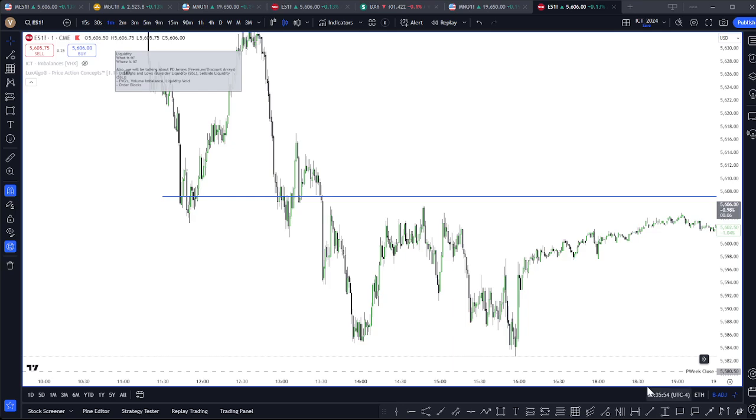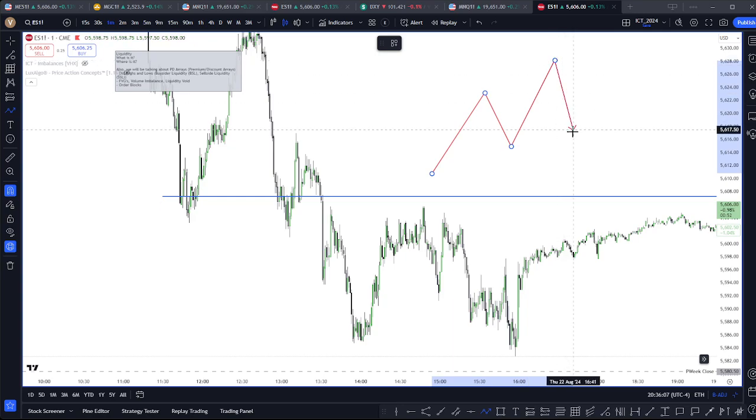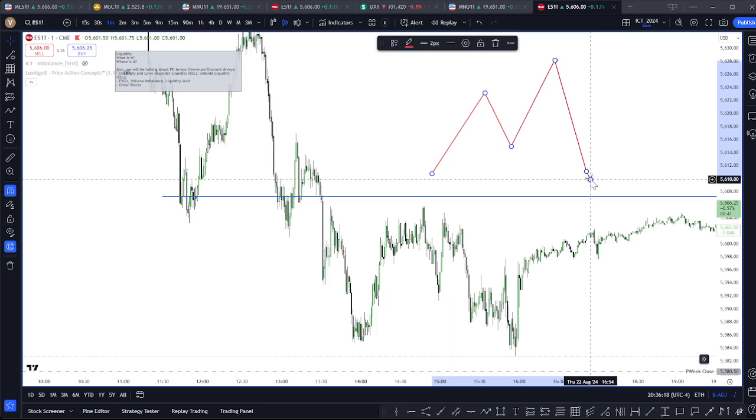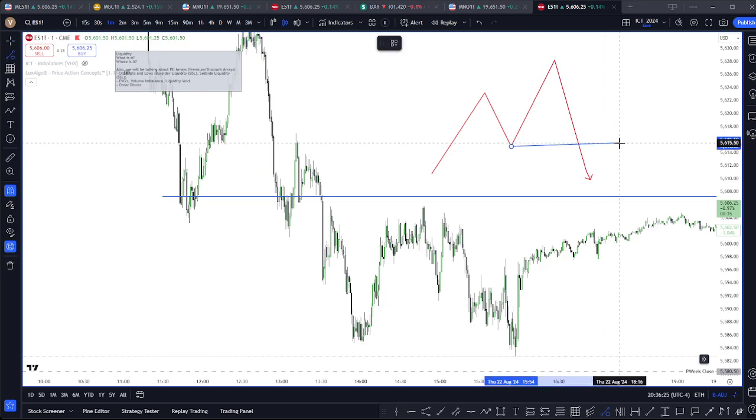So if you look at it in terms of pattern, this is how it's supposed to work. High comes here. This is the higher high, and then it goes down. The minute this goes down beyond this, then this becomes a breaker block. The idea is that this becomes a breaker block.